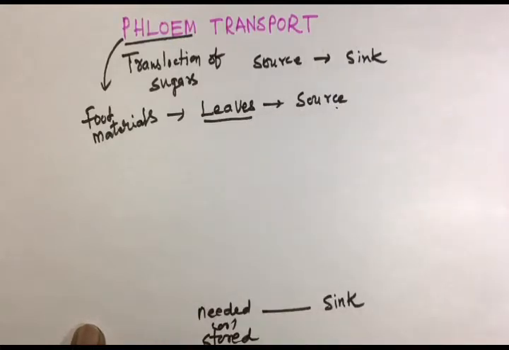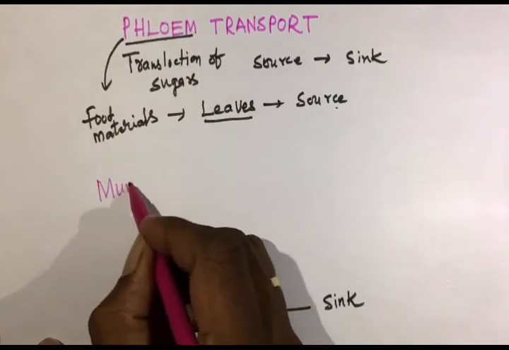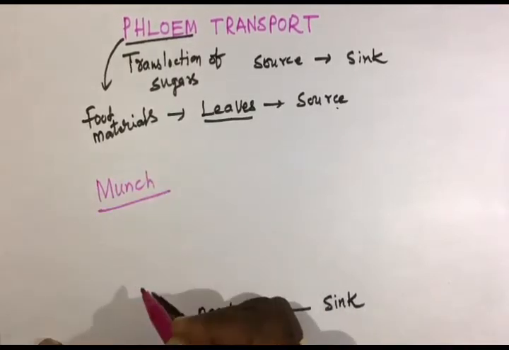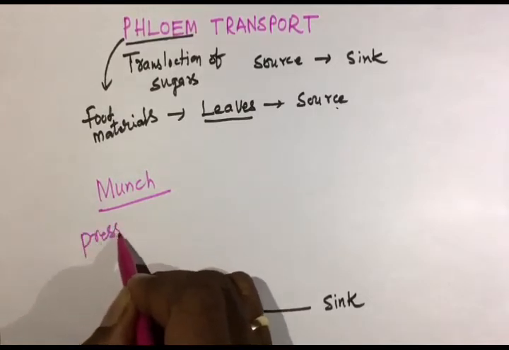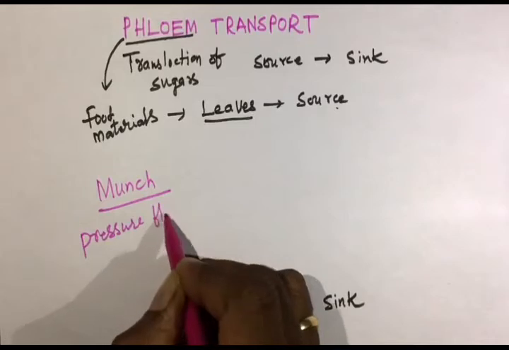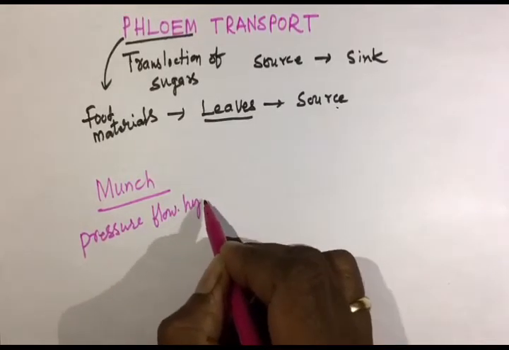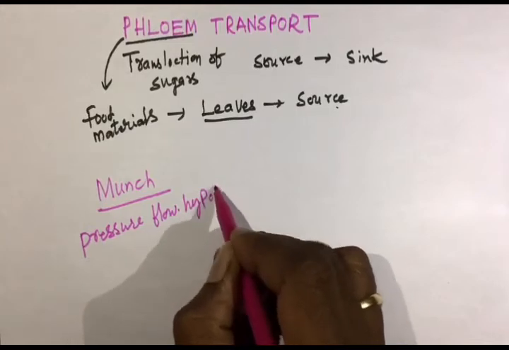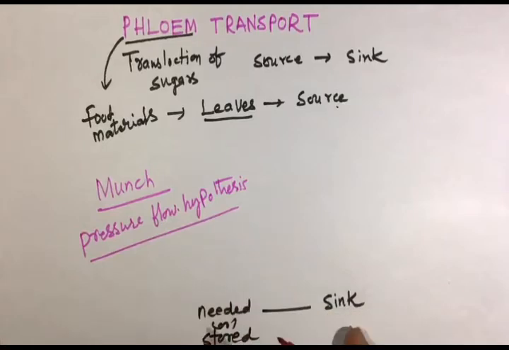To explain this transportation, Munch proposed a hypothesis which is called pressure flow hypothesis. So to explain translocation of sugars from source to sink, Munch proposed the pressure flow hypothesis.